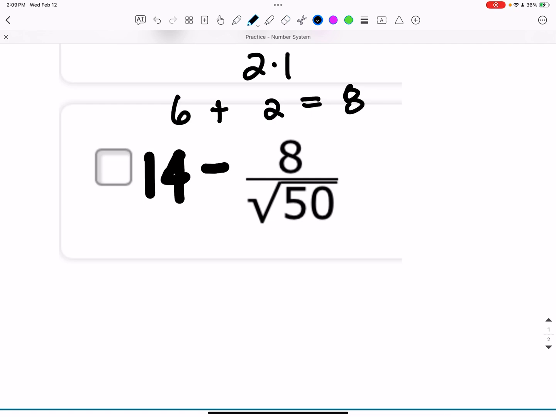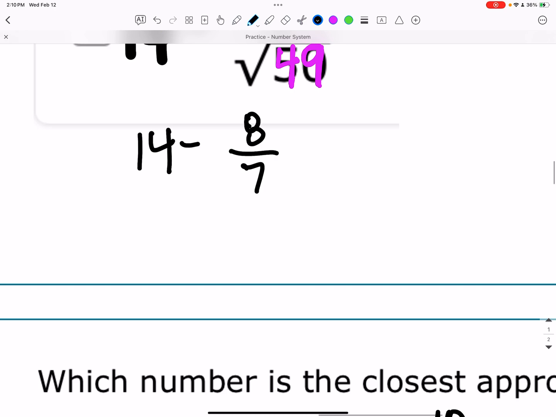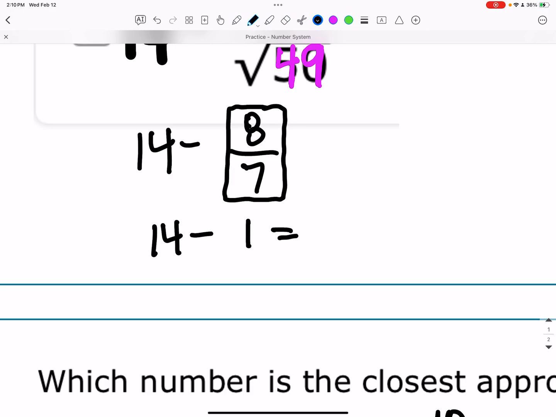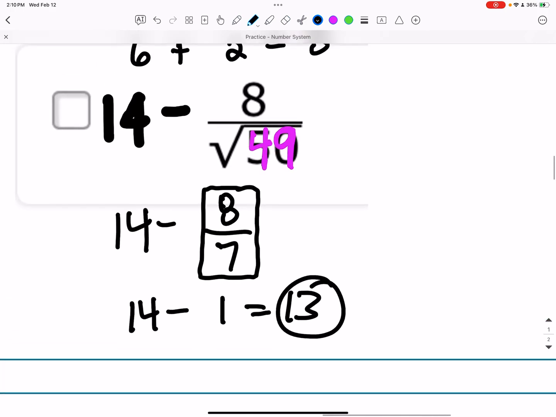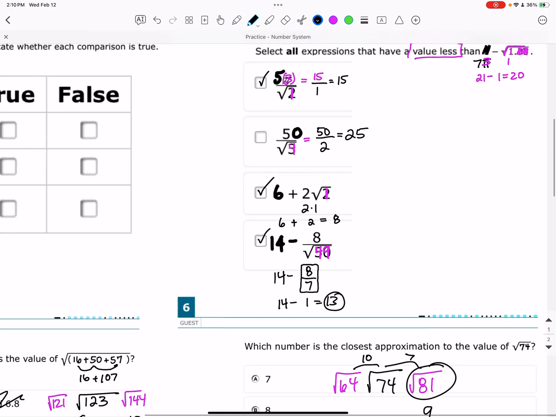14 minus 8 over the square root of 50. Let's see. I don't know the square root of 50, but I do know the square root of 49. That's pretty close. All right, so 14 minus 8 over the square root of 49, which is 7, so 8 sevenths. I'm going to make this pretty simple. I can't do this in my head. So 8 sevenths, 8 divided by 7. 7 goes into 8 like 1 and a little bit, but I'm just going to get rid of the little bit and say this is about 14 minus 1. This is about 13. Yeah, that is less than 20.